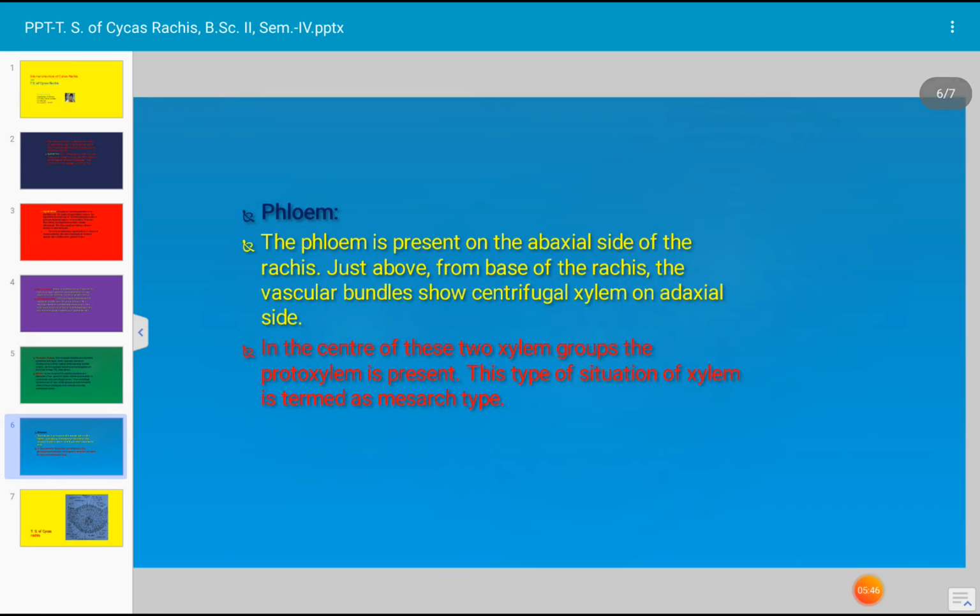And phloem. Phloem is present on the abaxial side of the rachis, just above the base of the rachis. The vascular bundles show centrifugal xylem on the adaxial side. In the center of these two xylem groups, the protoxylem is present. This type of situation of xylem is termed Mesarch type.